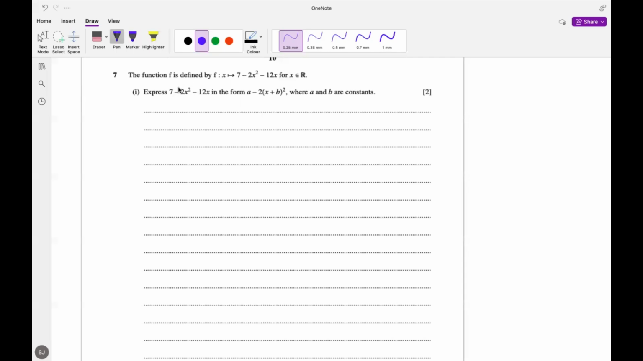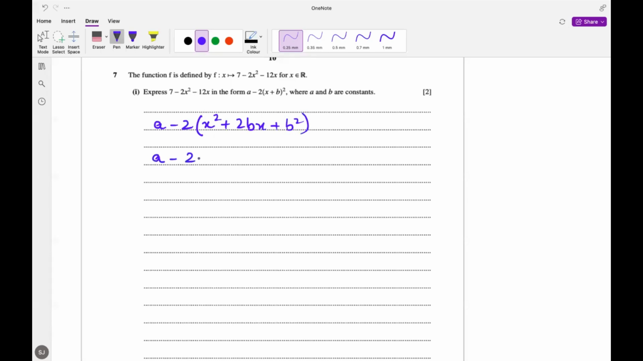In question 7, we have a function f of x, which is 7 minus 2x squared minus 12x. In the first part, we have to express it in the form a minus 2 into x plus b whole squared. Now we can use the completing the square method, or we can use a comparison method. If you use the comparison method, first of all, we'll expand the expression. This will become x squared plus 2bx plus b squared.